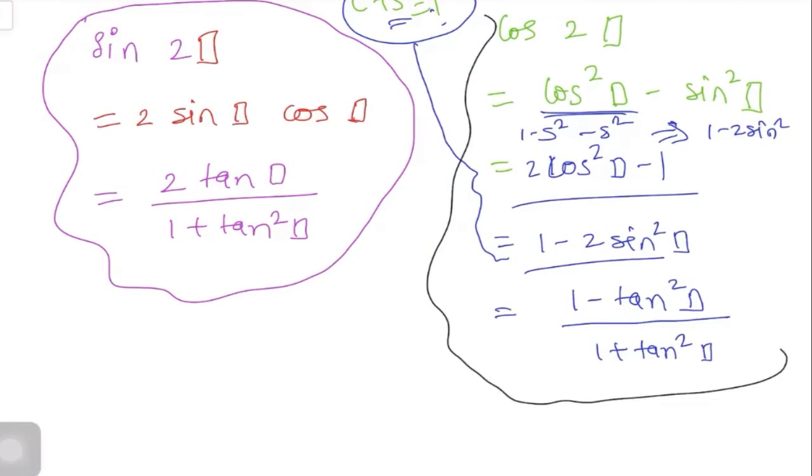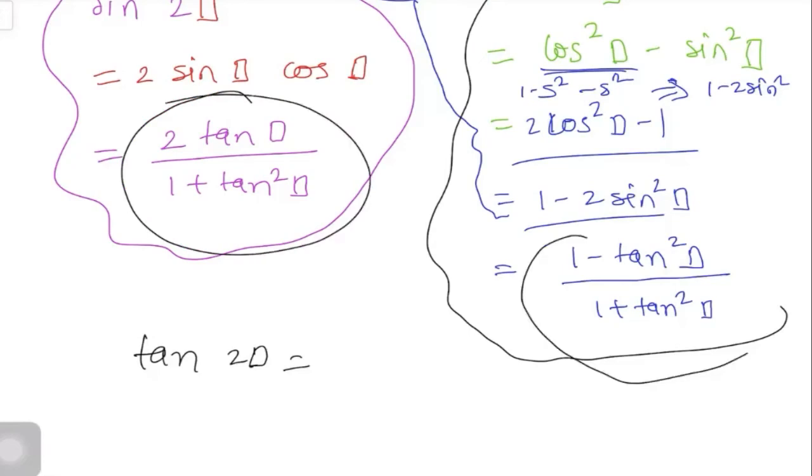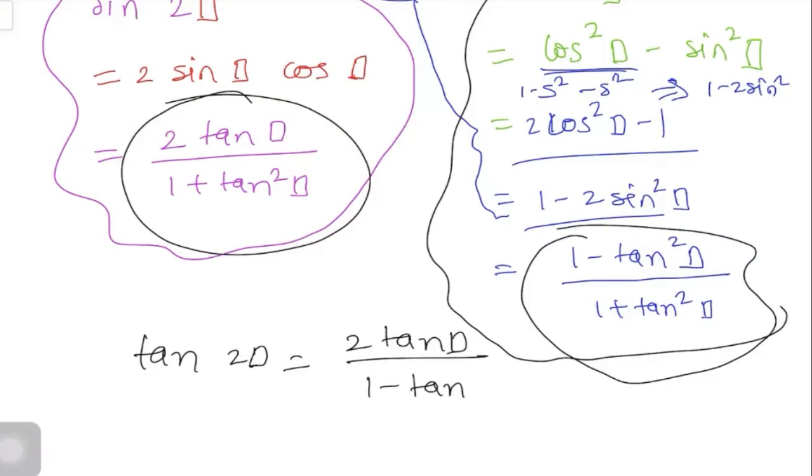And then tan of 2 times the angle, the formula will become 2 tan angle upon 1 minus tan square angle. When you divide this by cos square, it becomes 2 tan angle upon 1 minus tan square angle. Okay, so this is how.